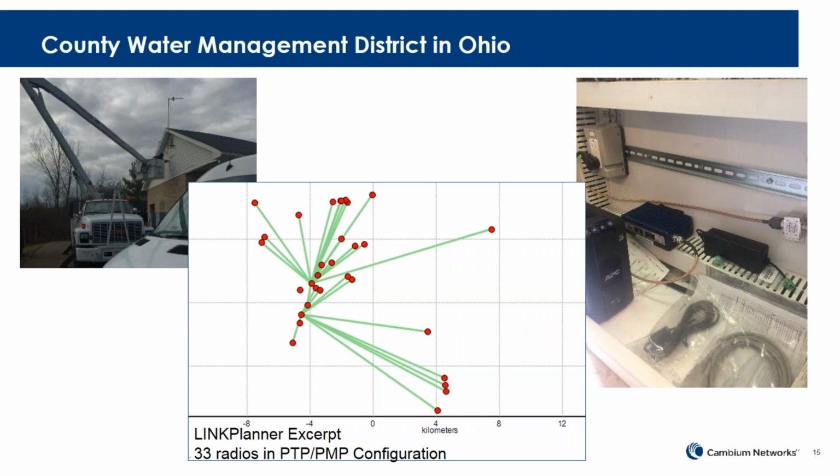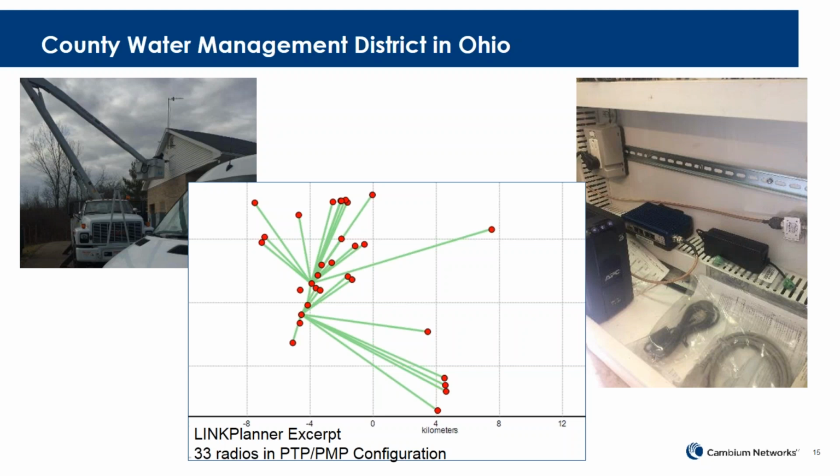Couple other real-world examples. This is a water management district in the state of Ohio in the U.S. What you see in the middle of the diagram is a bunch of red dots. Those red dots each represent a radio, and each radio typically represents a lift station or a pump in that water treatment facility. So here I've got 33 radios. It's a combination of point-to-point and point-to-multipoint. You can see some hub and spoke architecture, and some point-to-point architecture. So it's mixed and matched in that same environment.